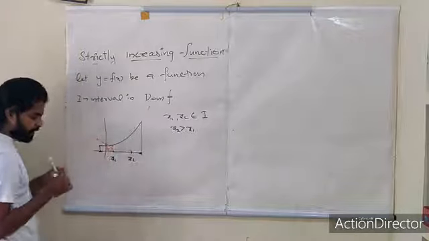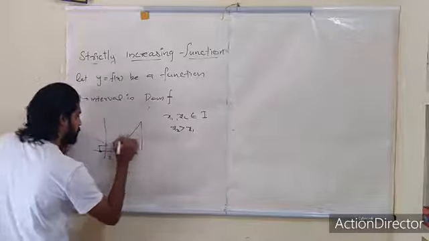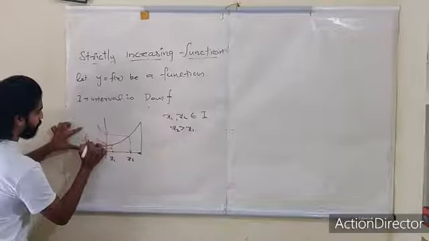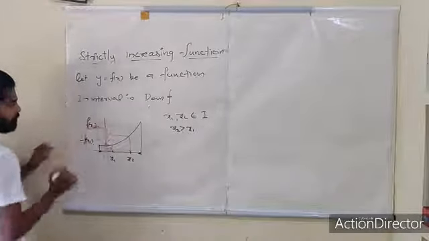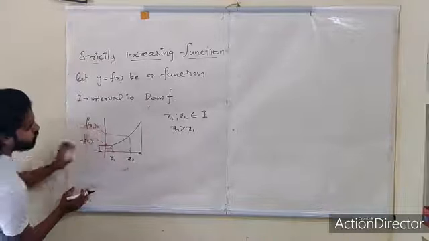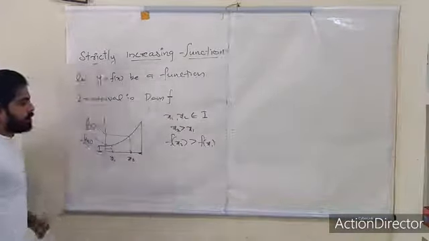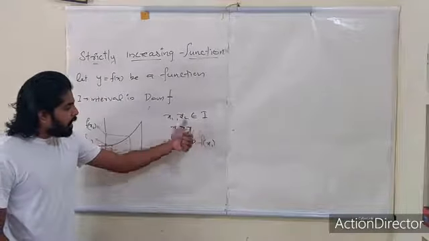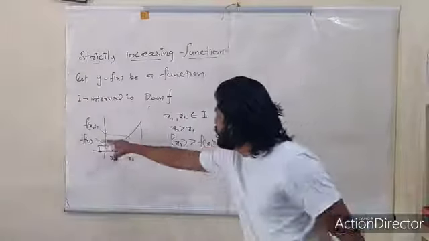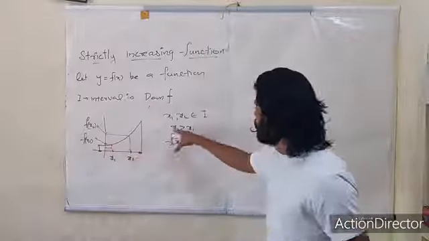Okay, this is f of x1 and this height is f of x2, right? Here, f of x2 is this much and f of x1 is only this much. So f of x2 is greater than f of x1. See, x2 is greater than x1 and f of x2 is also greater than f of x1. This happens because the function was increasing, right? It goes upwards. That's why f of x2 is greater than f of x1 if x2 is greater than x1.